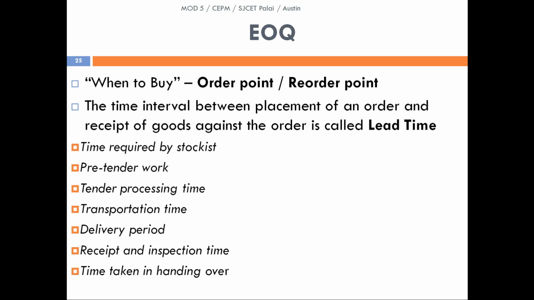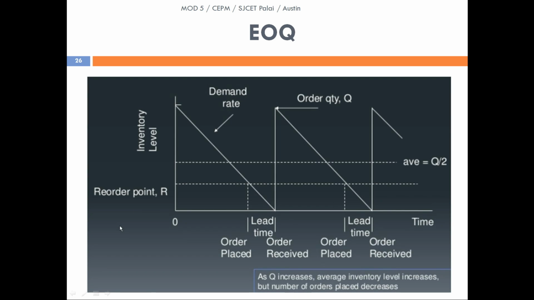So when to buy, at which point we have to initiate the buying process or reorder process, is said to be the order point or reorder point. And there are some technical terms like lead time, and I will explain that with this figure. The x-axis represents time, the y-axis represents the inventory level or the material that is in stock. So at the initial time, we have enough stock, so the inventory level is very high.